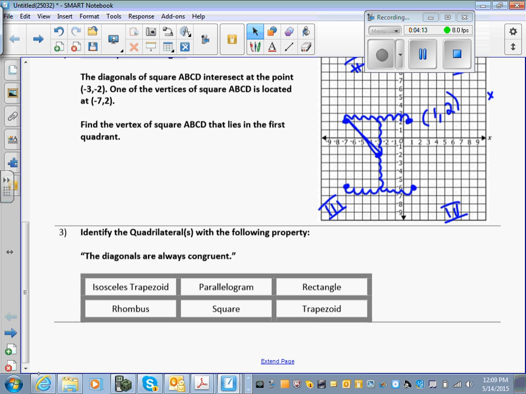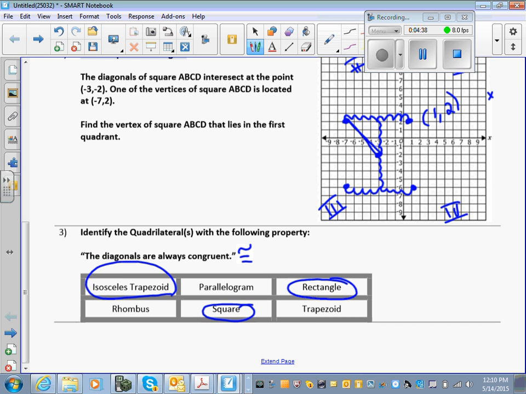Identify a quadrilateral with the following property: the diagonals are always congruent. They need to be congruent. Three of them have this property in this case. One is going to be a rectangle, the second one is a square, and also an isosceles trapezoid is going to have congruent diagonals.